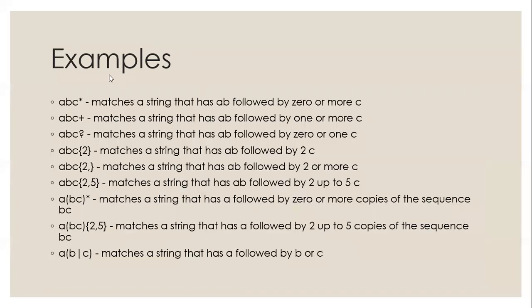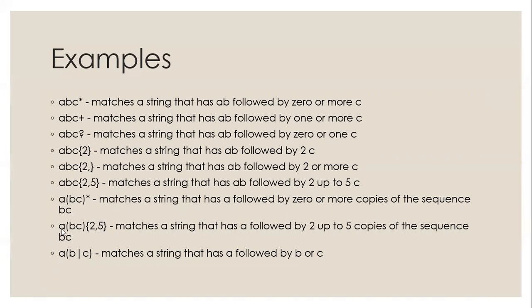Here are some of the examples of basic regular expressions. The first one, ab star, matches a string that has ab followed by 0 or more c. abc plus matches a string that has ab followed by 1 or more c. abc question mark matches a string that has ab followed by 0 or 1 c. And so on. With these curly braces, we can specify the number of c to follow ab.